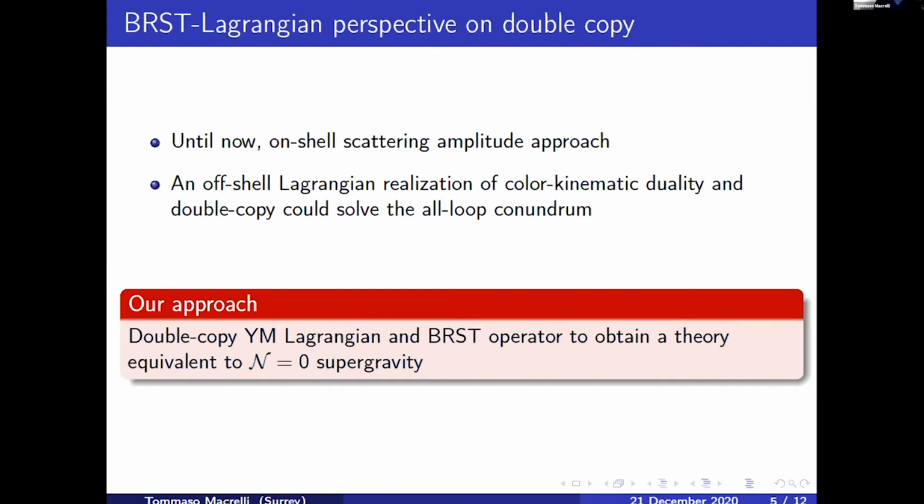What we want to do, the philosophy of what we want to do, is the following. We want to double copy a Lagrangian equivalent to Yang-Mills theory and the associated BST operator, so really double copy the Lagrangian and the BST operator, and we will obtain a new theory that we have to prove is a consistent theory. And then we have to prove that this theory is equivalent to N=0 supergravity.